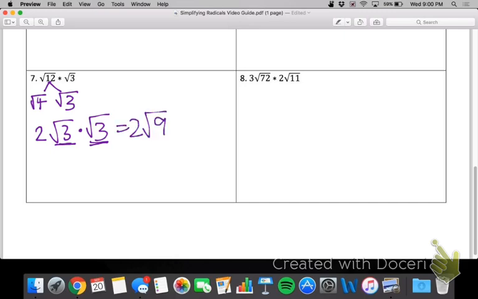But then wait a second. The square root of 9 is, that one's a whole number. That one's on our perfect squares list. So at this point, because 3 squared is 9, that makes the square root of 9 equal to 3. So now the radical is gone because we were able to perfectly square root everything. And 2 times 3 is 6.